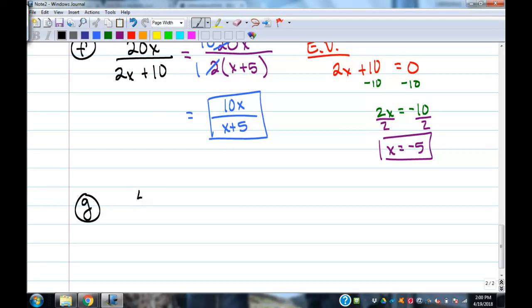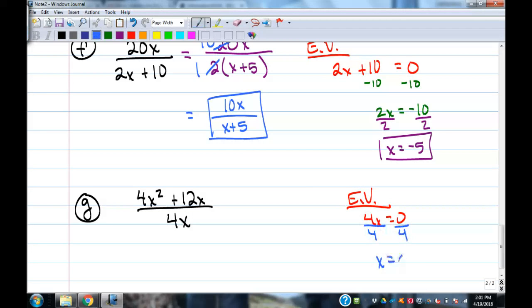All right. 4x squared plus 12x over 4x. Okay. Excluded value. This one's an easy excluded value. It'll take just a second to do it. 4x equals 0. Divide by 4. 0.